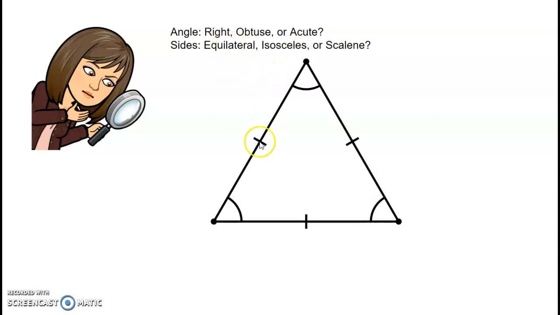Now I'm going to look at the sides. I have 1 tick mark on each of the different sides. So that is telling me that all 3 sides are equal in length. If they are all equal in length, is the triangle equilateral, isosceles, or scalene? It is equilateral. Again, equilateral is very close to equal, so you know if they're all equal, it is an equilateral triangle. So if you put those 2 together, this is an acute equilateral triangle. You can write that right next to your own triangle.